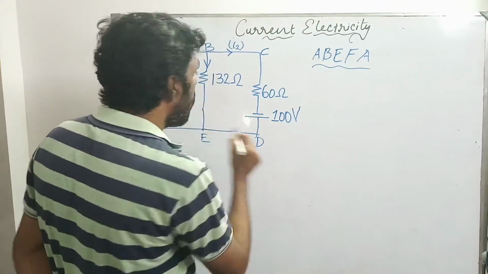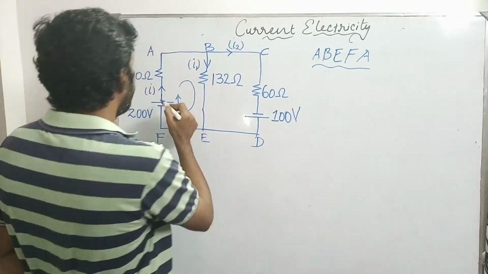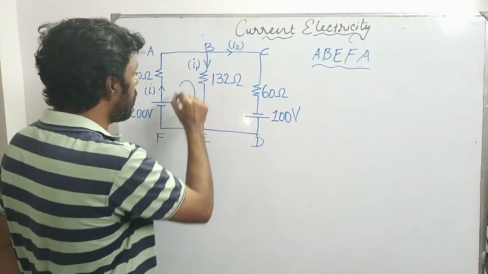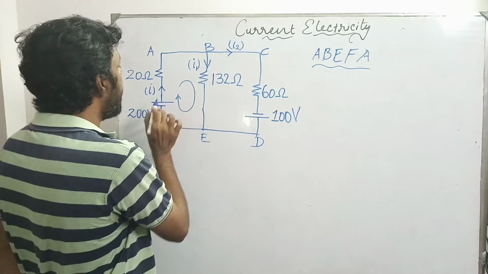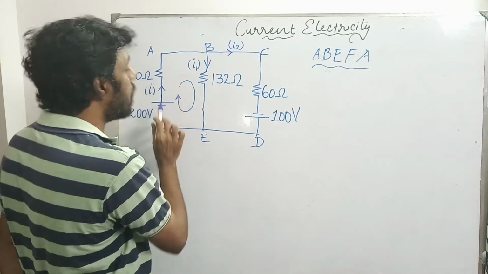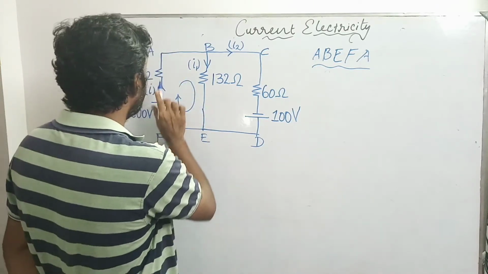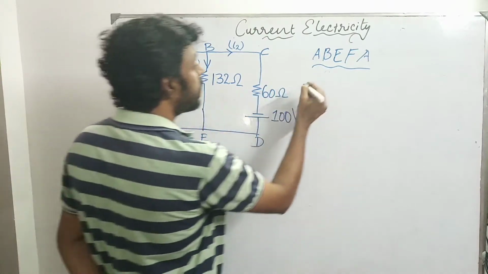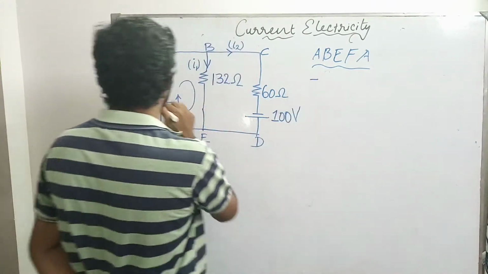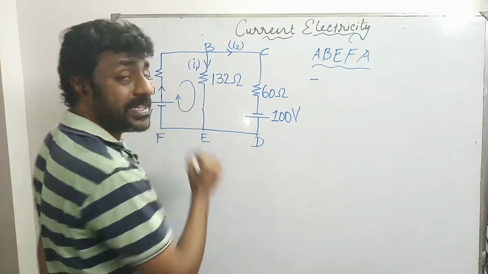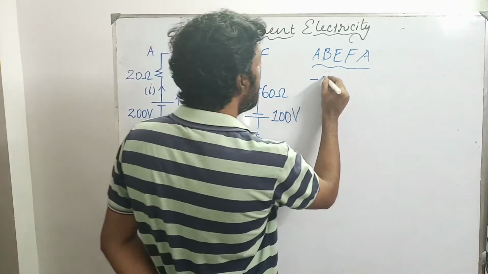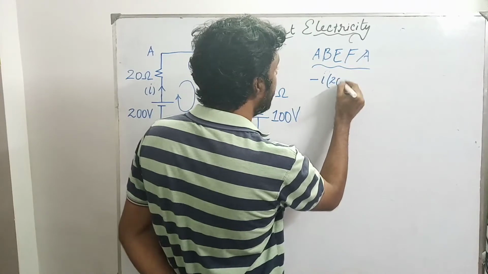Now how am I going to apply KVL? If I am traveling in the clockwise direction and I encounter a current that is also going along with me, I introduce a negative sign and multiply the value of the resistor with the value of the current. So it will be minus I into 20.